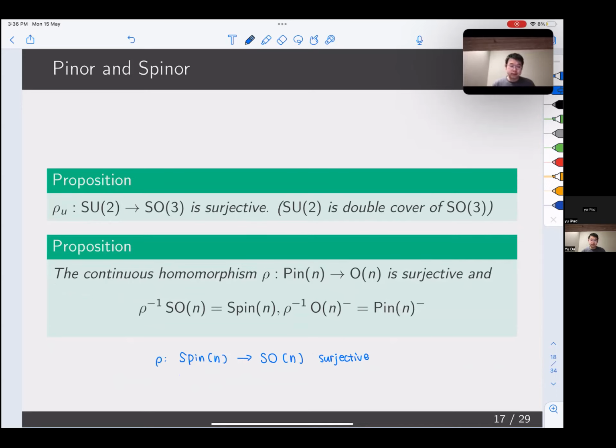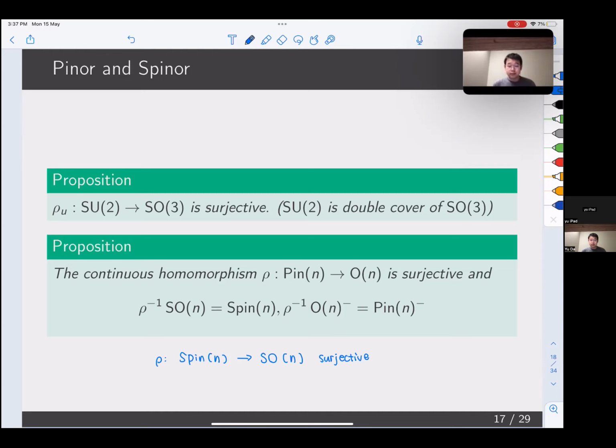So just a little digression from all the Pin and Spin into the ON part. Previously in homework, we've shown that rho U from SU2 to SO3 is surjective. In homework 3, I think that's when we used the adjoint representations. So here we just directly state the result, and we'll see that we can prove this alternatively using Spin.